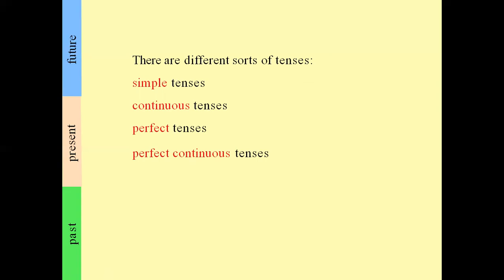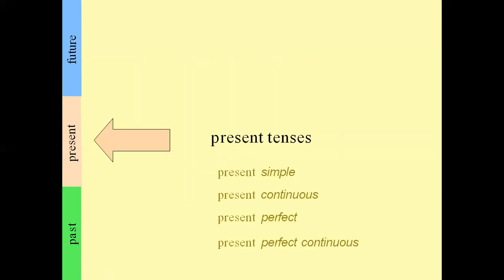So again, today we are going to start present tense. Present tense has these four types: present simple, present continuous, present perfect, and present perfect continuous. Side by side we are going to study each type of present tense. Today we will complete the simple present tense and continuous present tense. Fine, so let us start.